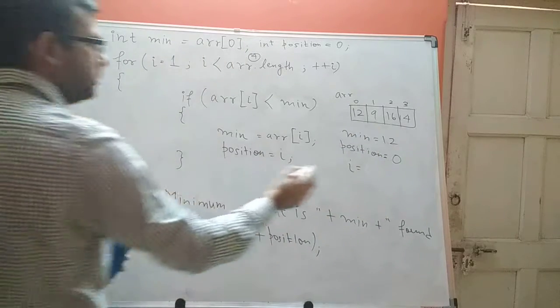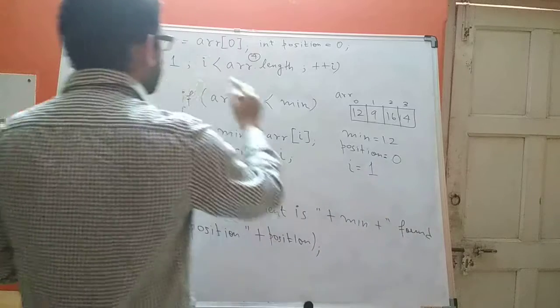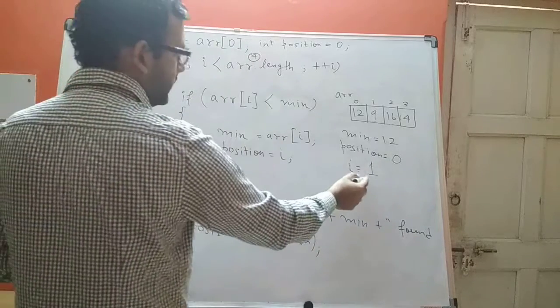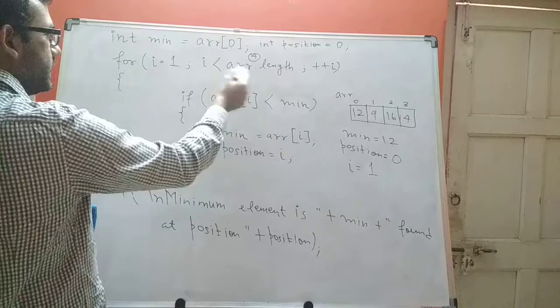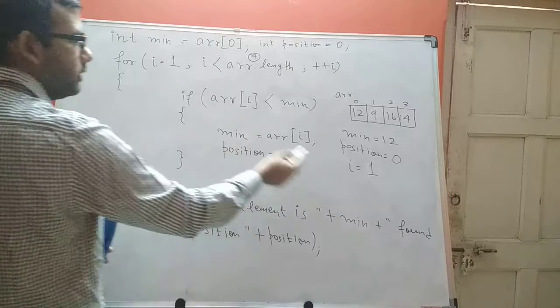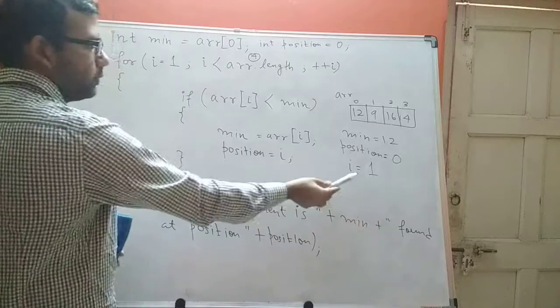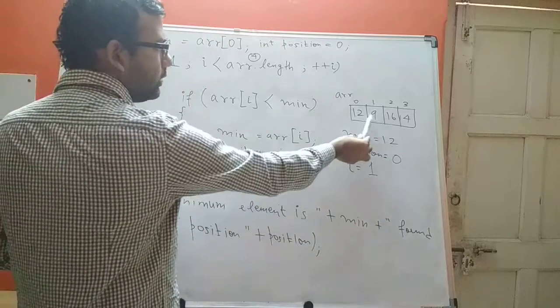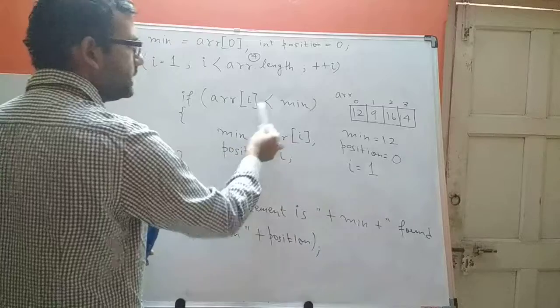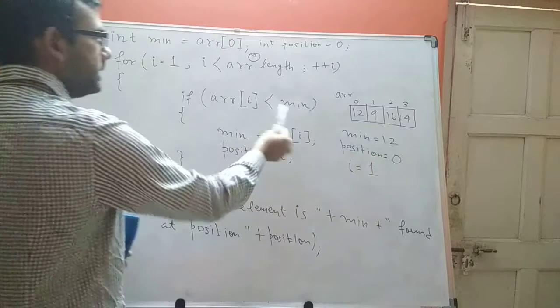Now you start from I. I is equal to 1. Is I less than ARR dot length? Yes. ARR dot length is 4. 1 is less than 4. You come inside. ARR of I. What is ARR of I? What is the value of I? The value of I is 1. So ARR of I means ARR of 1. So this is 9. Is 9 less than 12? Yes. This condition is satisfied.